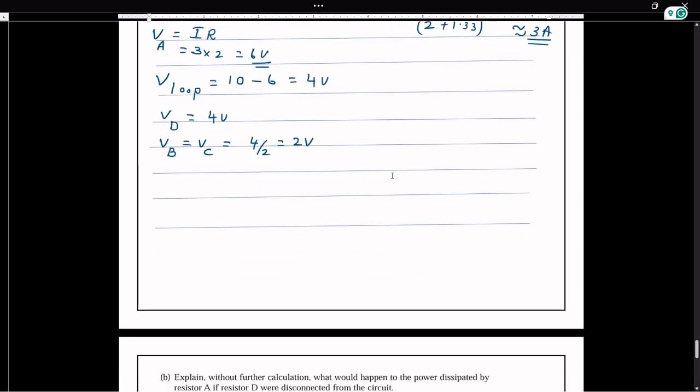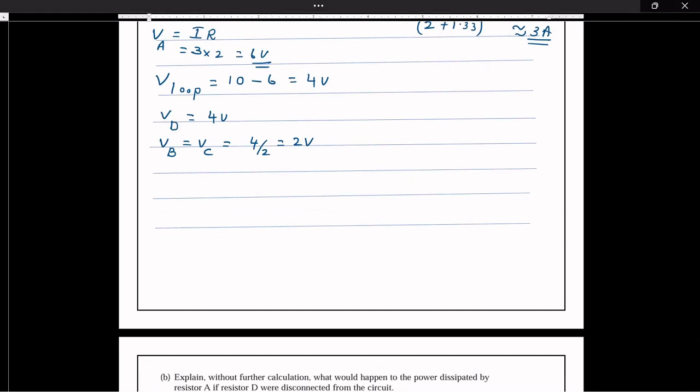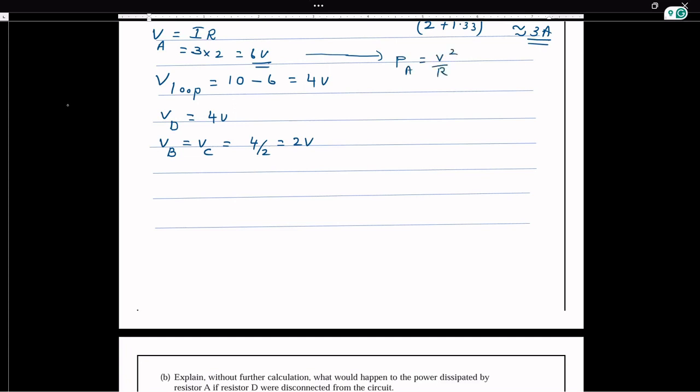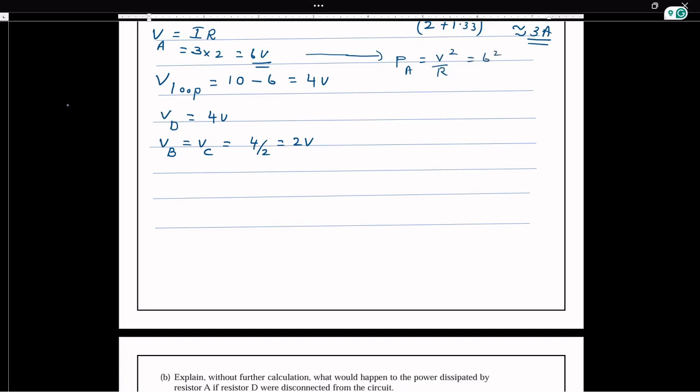Now we can calculate the power for each resistor. So I think I can do it here itself. Here itself I can do the power for this resistor. Power of A is V square over R, 6 square over 2. So it is giving 36 over 2, 18 watts. Then next one is this one.